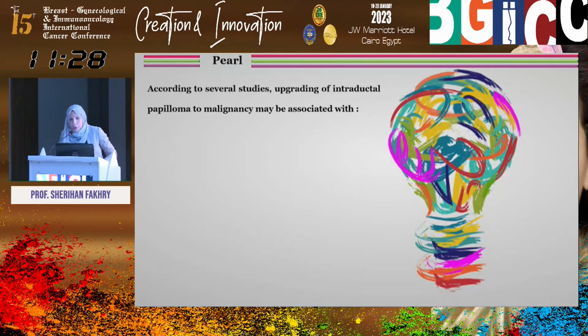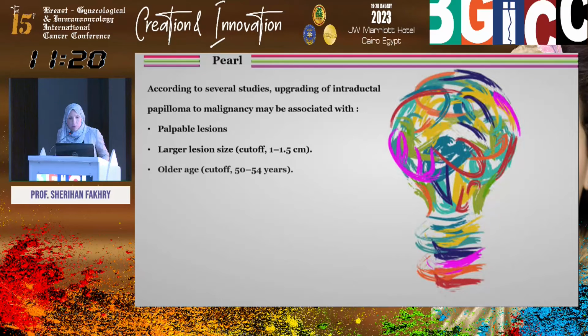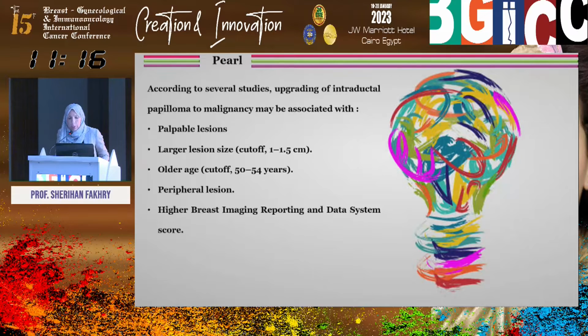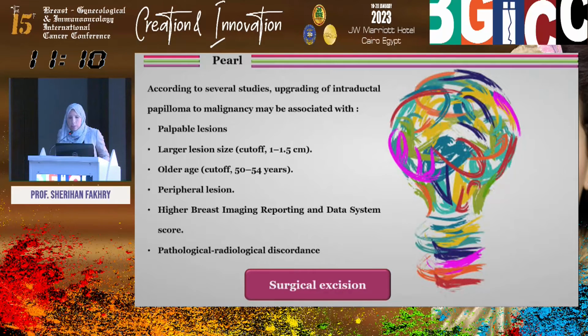Yet, according to several studies, upgrading of intraductal papilloma to malignancy may be associated with palpable lesions, larger lesion size, older age, peripheral lesion, higher BI-RADS score, and pathological radiological discordance. And in this situation, surgical excision is recommended.